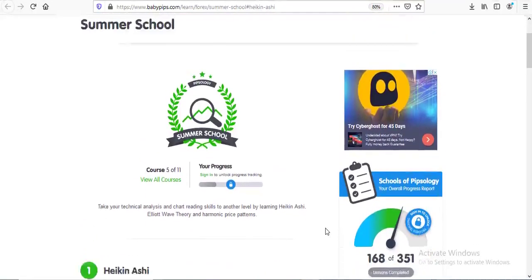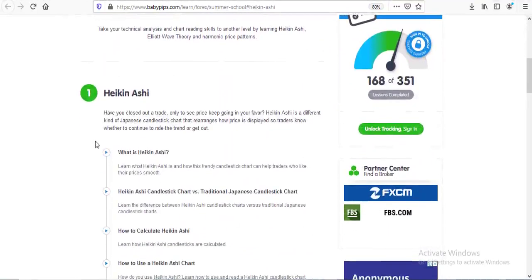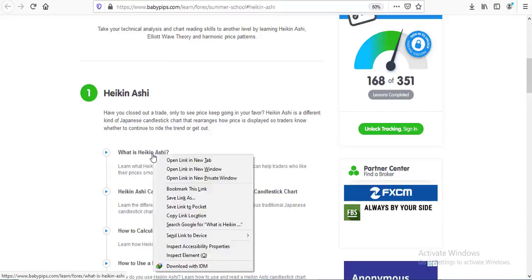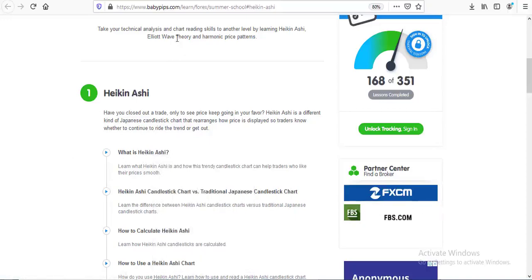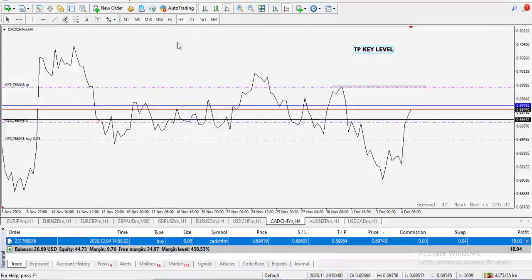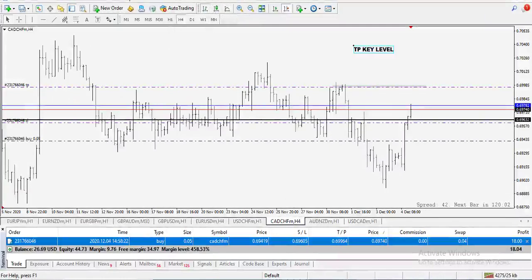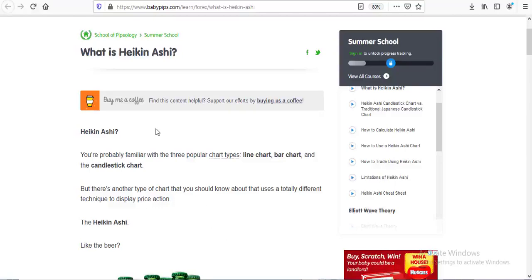So here we are inside of summer school, course 5 of 11 and course outline 1, Heikin Ashi, and let us discuss what the Heikin Ashi means. So the Heikin Ashi is basically another type of chart pattern. Already we know the line chart pattern, the bar chart pattern, and the candlestick chart pattern. Just for a quick review, here we have the line chart, candlestick, and the bar chart pattern. Okay, however, we are going to learn about the Heikin Ashi chart pattern.